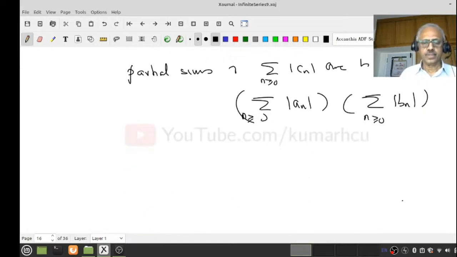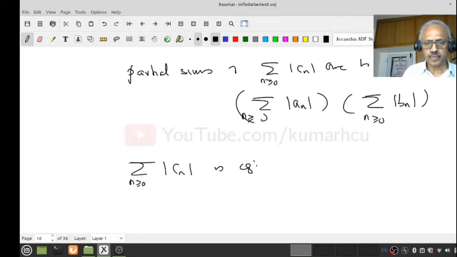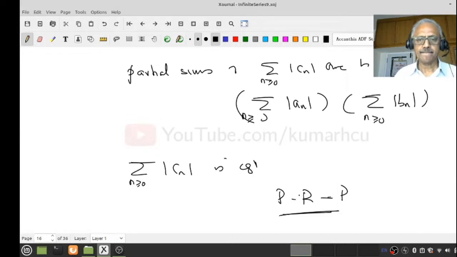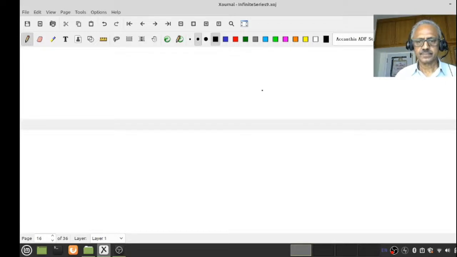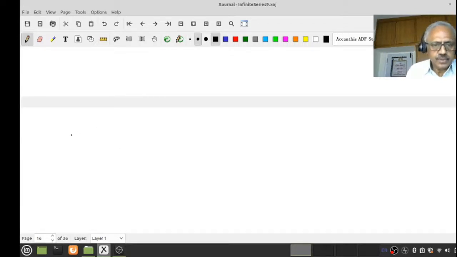Right? Therefore, okay, this series of mod cn is convergent, because this is a series of non-negative terms, the partial sums are bounded above. Therefore, this series is convergent. Do all of you agree with that? Okay, pause, review, proceed. Therefore, it follows that cn is convergent.